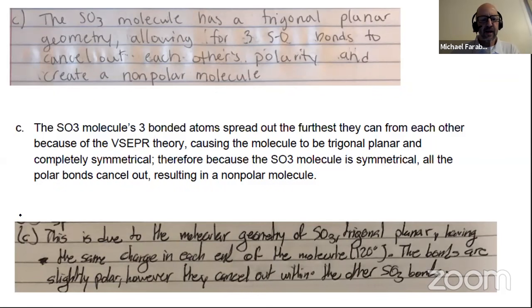I like that. The SO3 molecule's 3 bonded atoms spread out as far as they can be from each other, and because of VSEPR theory, cause the molecule to be trigonal planar. Looks good. And completely symmetrical. Therefore, because the SO3 molecule is symmetrical, all the polar bonds cancel out, resulting in a non-polar molecule. Looks good. This is due to the molecular geometry of SO3 being trigonal planar, leaving the same charge at each end of the molecule, 120 degrees. The bonds are slightly polar, however, they cancel out. All right.